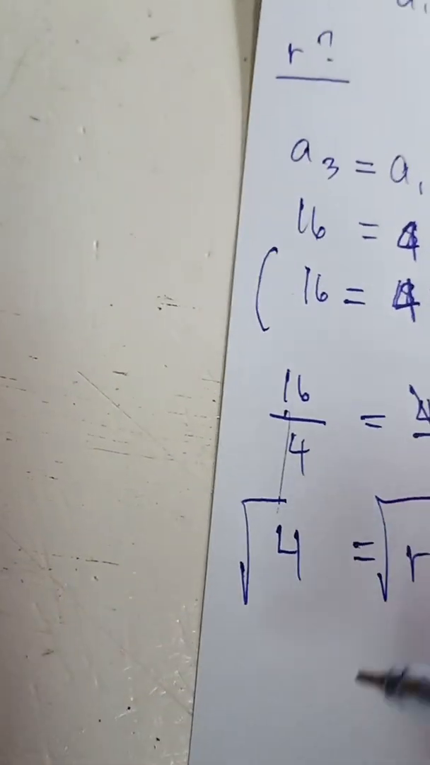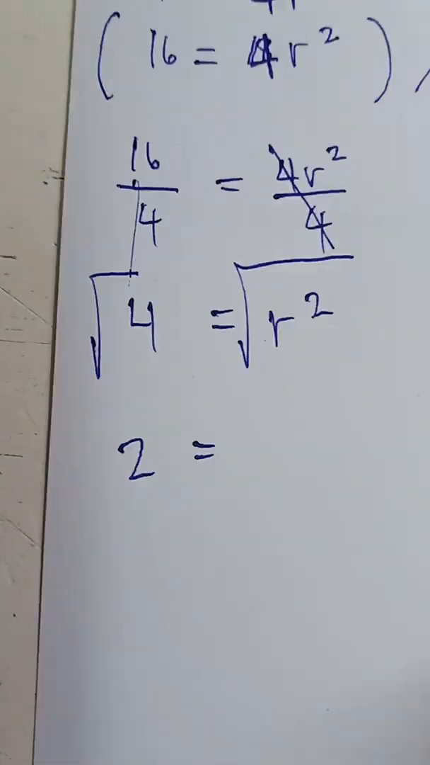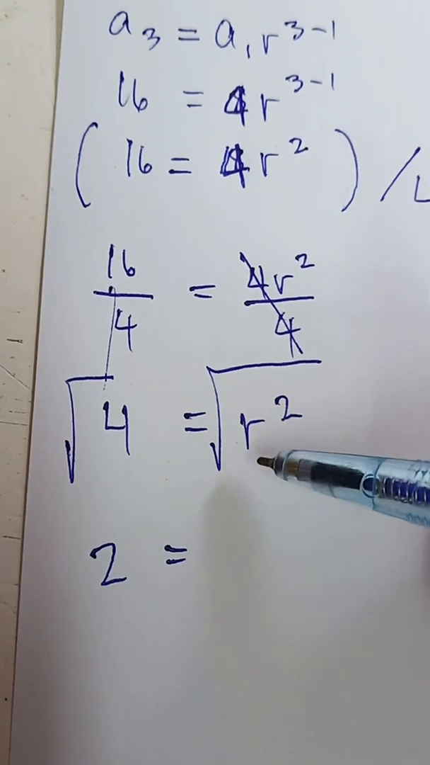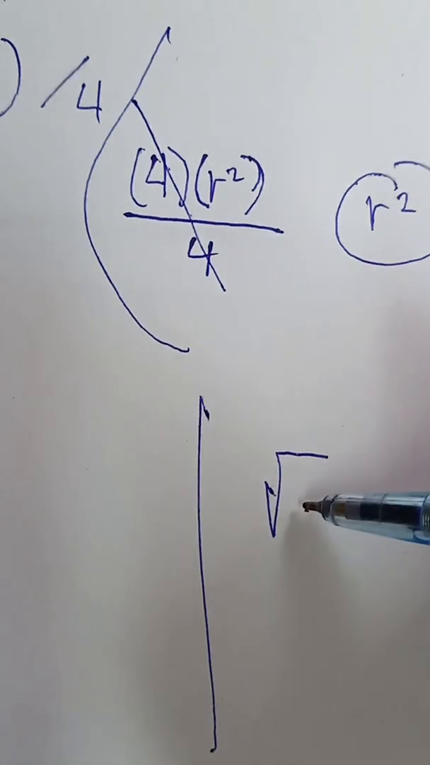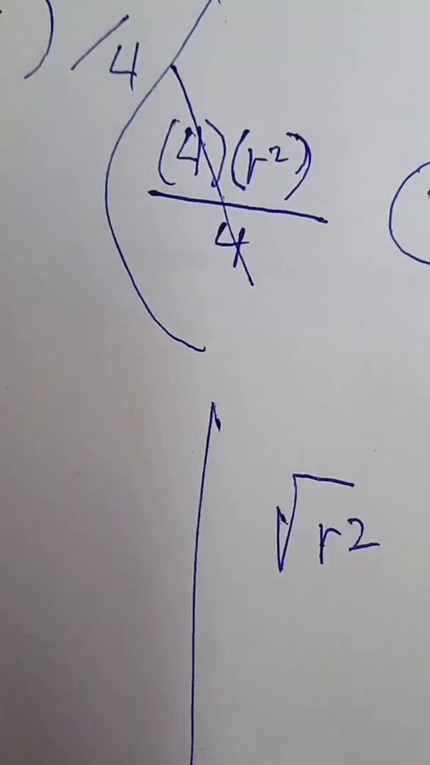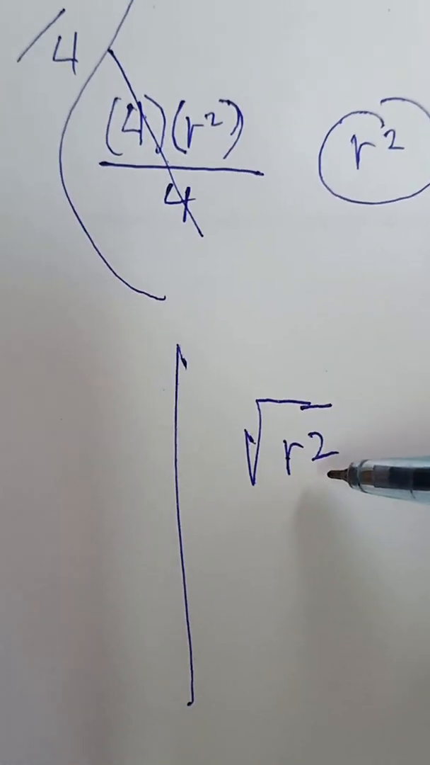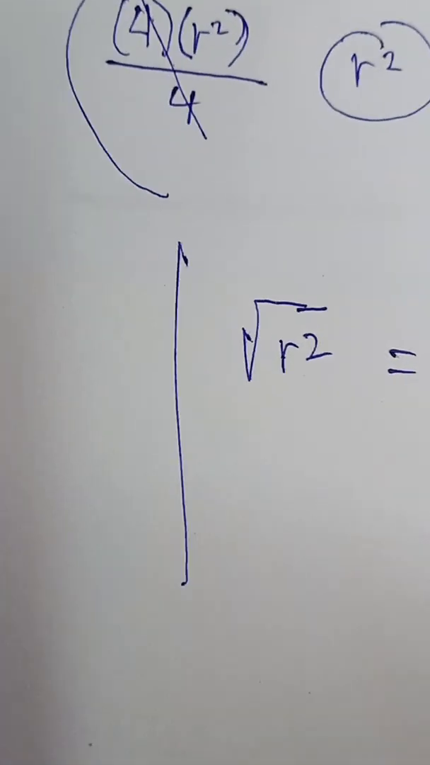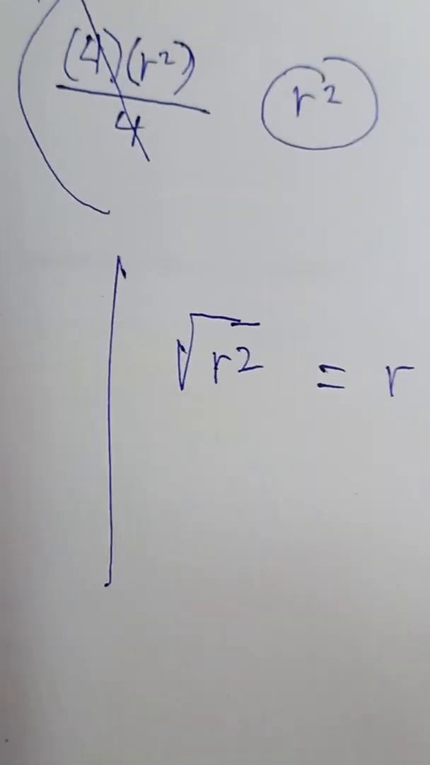Yung square root ng 4 ay 2, right? You can check that using your calculators. And of course, square root of r squared. Okay, so ilagay natin dito. Square root of r squared. So to simplify this, square root of r squared, actually the answer of this is r na lang. So paano naging r? So yun yung question, paano naging r na lang yung square root of r squared?